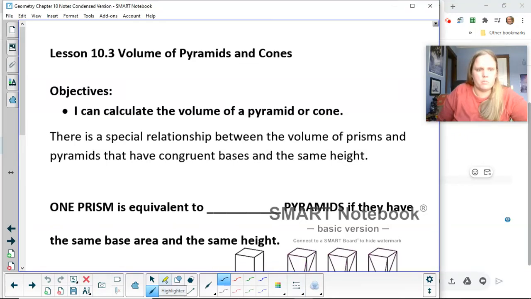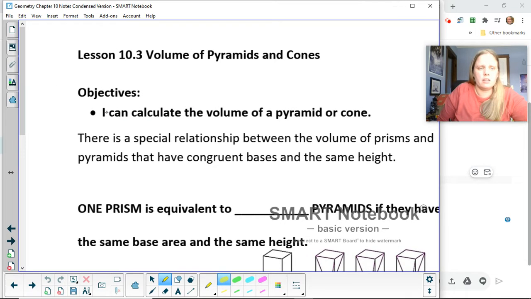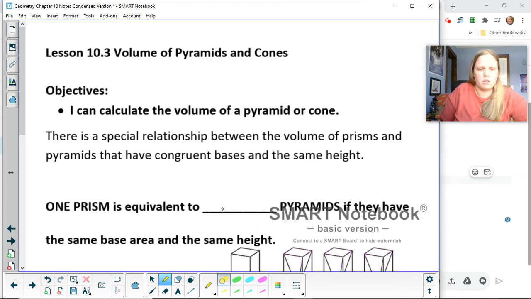Hi everybody, we are back and we are doing section 10.3, volume of pyramids and cones. So in this section, our objective is just to be able to calculate the volume of a pyramid or a cone. Each one of those has a unique formula. They are very similar, it's just that a pyramid has a polygon base and a cone has a round circular base. So here we go.